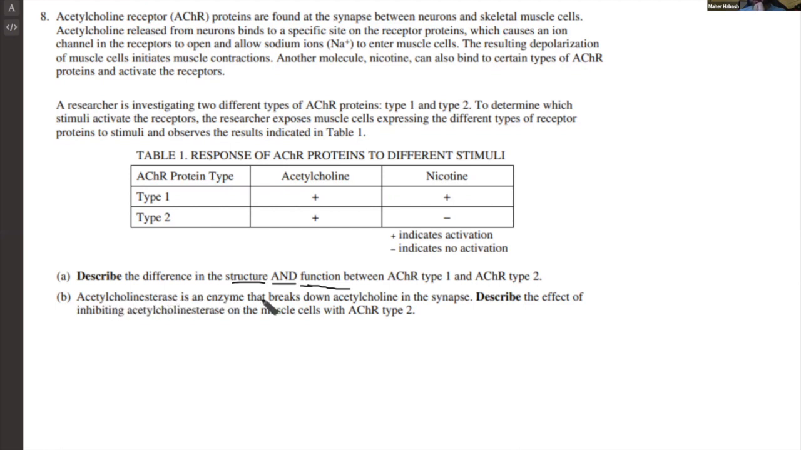Acetylcholinesterase is an enzyme that breaks down acetylcholine in the synapse. Describe the effect of inhibiting acetylcholinesterase on the muscle cells with AChR type 2. Give that a try.